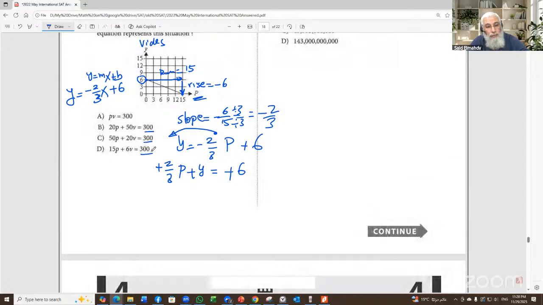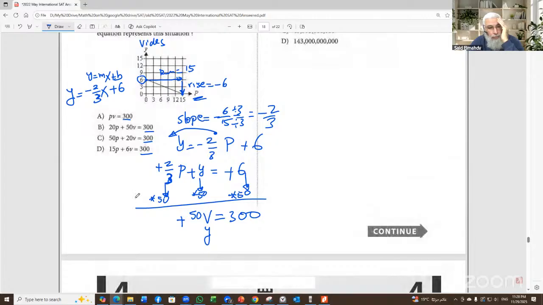Now we need 300. So we can multiply this times 50. Multiply by 50, and multiply this times 50. So this is 50y or v equals 300. And this number, 2 over 3 times 50, is approximately, this is incorrect.